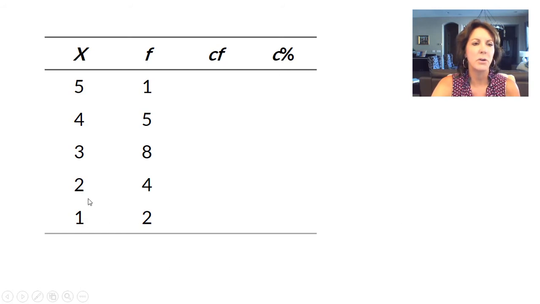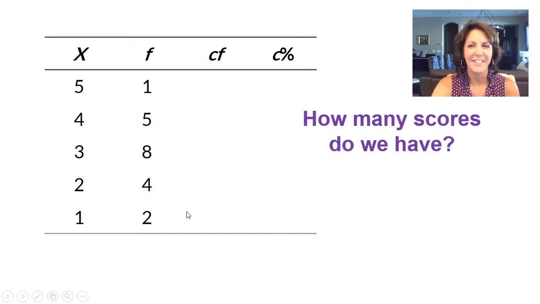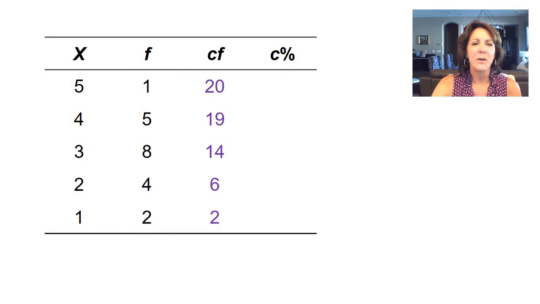First of all, as a reminder, our scores are from 1 to 5, and the frequencies are the number of people who earned those scores. So we're going to also have to know the total number of frequencies. So let's add that up real quick. 2 plus 4 is 6, plus 8 is 14, plus 5 is 19, plus 1 is 20. We just so happen to have 20 again. Okay. So here we go. This is how we figure out the cumulative frequency. First of all, we go to the very bottom score. The bottom score is 1. There are 2 people that have a score of 1.